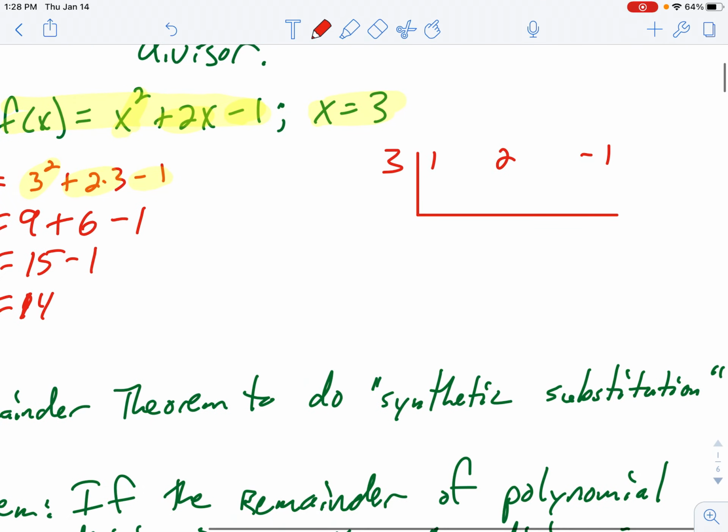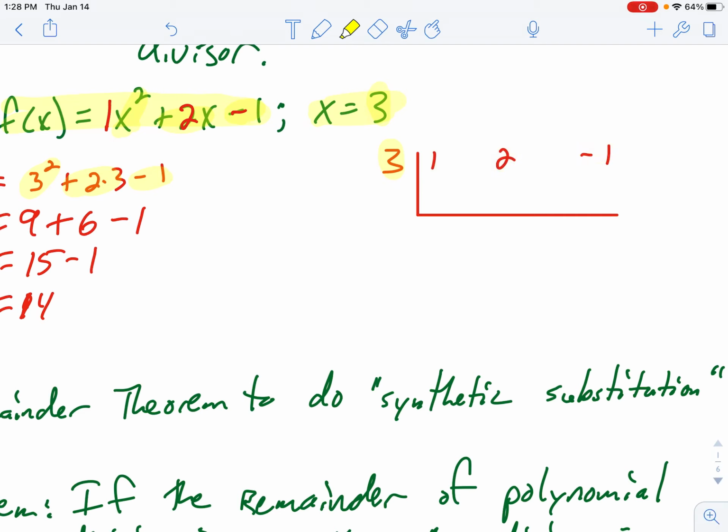So here's what I've done. I've set up a synthetic division problem. The 3 is the divisor, that's the number in front of this bracket. And then the dividend, the rest of the problem, is the coefficients, which are 1, 2, and negative 1. That's where these numbers come from, 1, 2, negative 1.